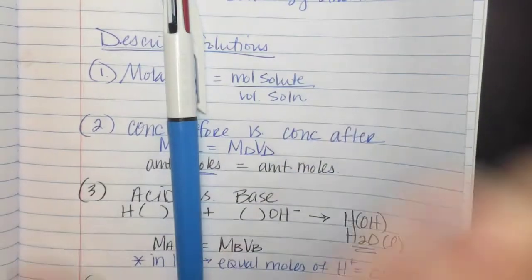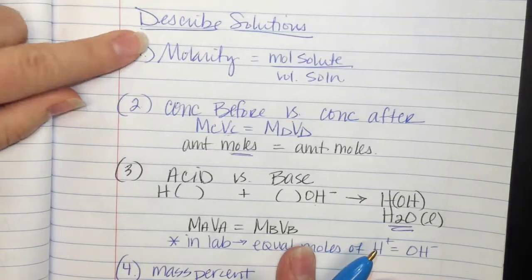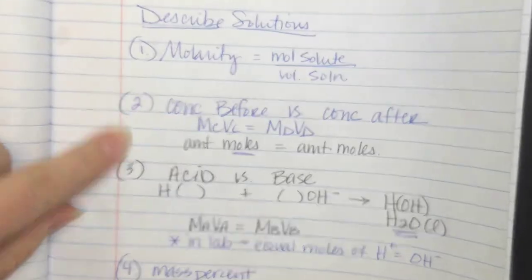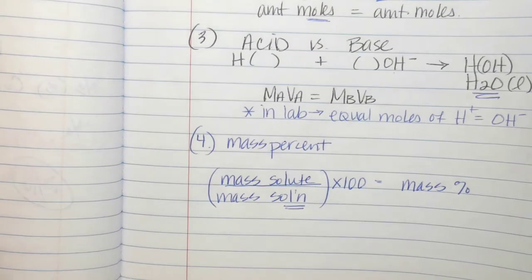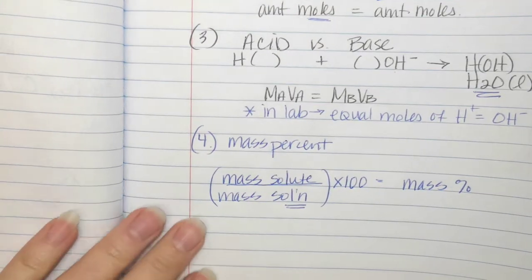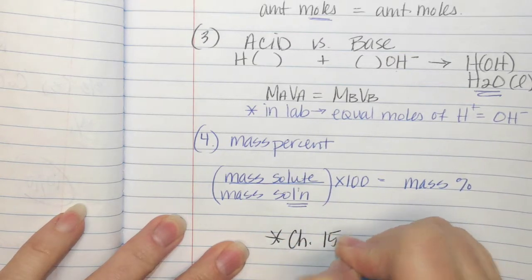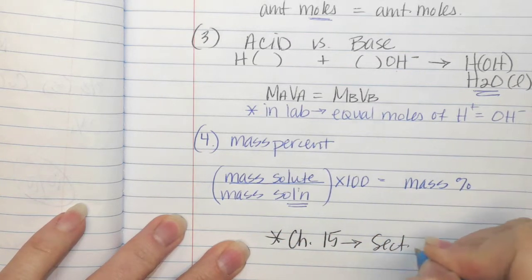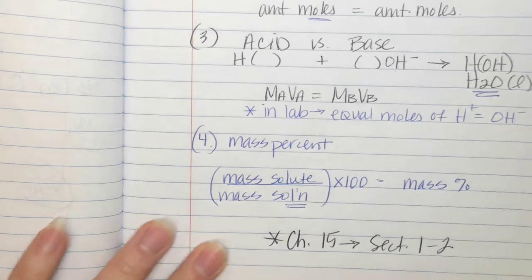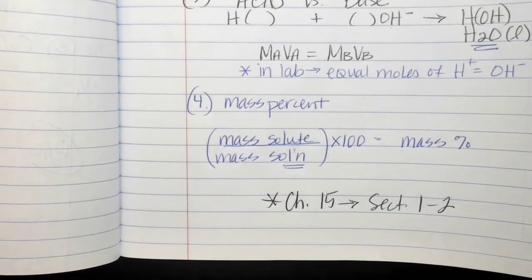All right. So we know how to do molarity. We can do concentration before and after. We can do acid base. We can calculate mass percent. If you were not aware of this, we are in chapter 15. You should be doing your independent reading, and sections 1 and 2 are going to give you example problems that will help improve your understanding of these concepts.